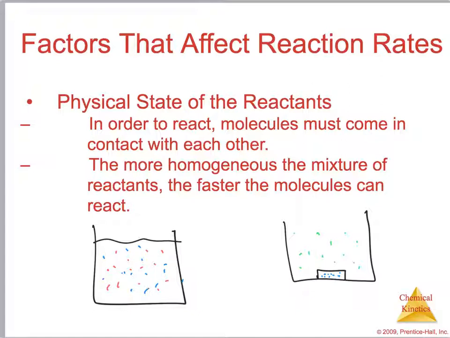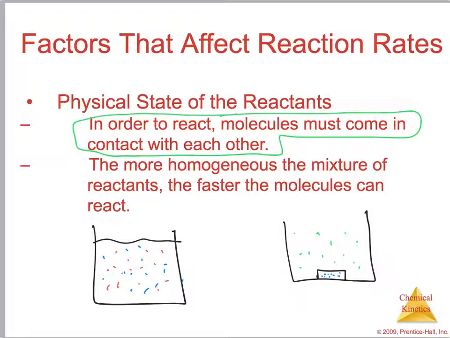So on your paper you have surface area as something that can change the reaction rate, and that's true because in order to react, molecules must come in contact with each other. So the more homogeneous a mixture of reactants are, the faster the molecules can react. If you look at this example, this is a diagram of two solutions that are mixed together. Red particles that are aqueous and blue particles that are aqueous. So since they're both aqueous, they can move around, and it's easy for them to bump into each other.